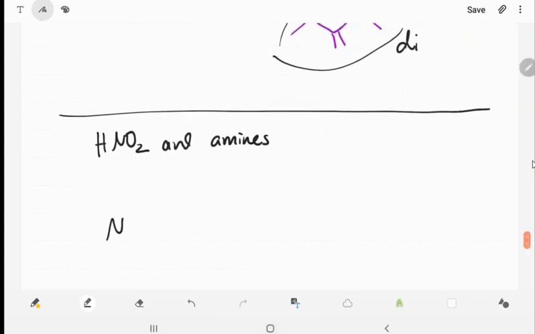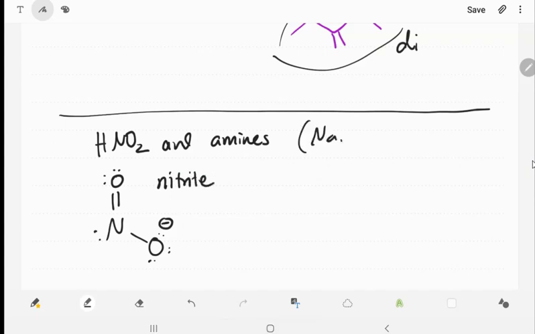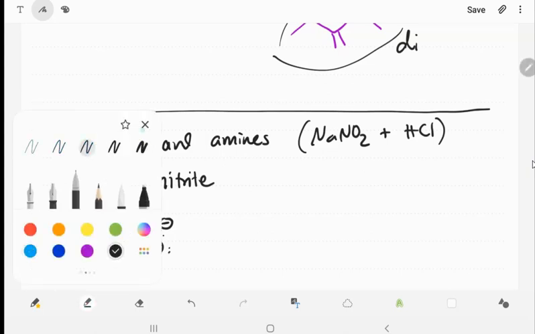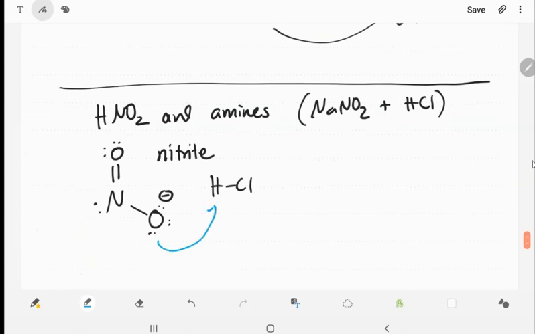So nitrous acid, the nitrite ion. This is a nitrite. Typically what we do is we use sodium nitrite and HCl. This will give us our nitrous acid in situ. But what's kind of useful here is if we have our HCl, we're going to do something similar to what we did with the nitric acid and sulfuric acid with the benzene.